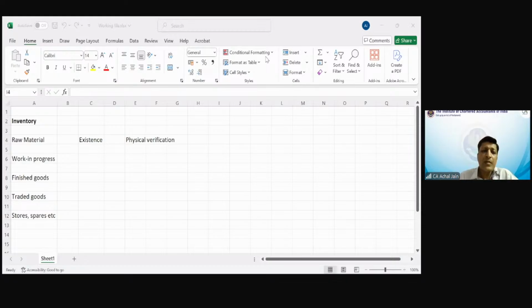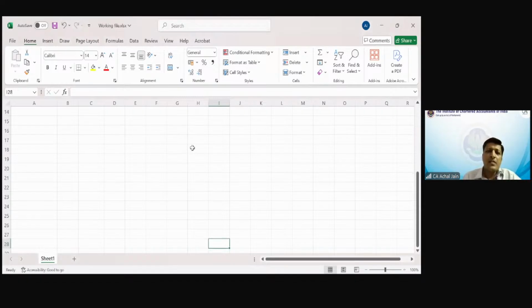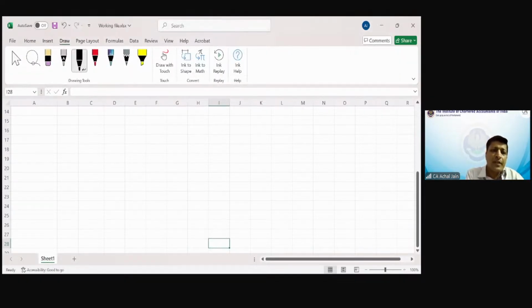So let's suppose there's a company, and this company has got 8 locations. Locations means its inventory is lying at 8 locations. For some of the companies it could be 50 locations, 60 locations. So the number of locations could be numerous.